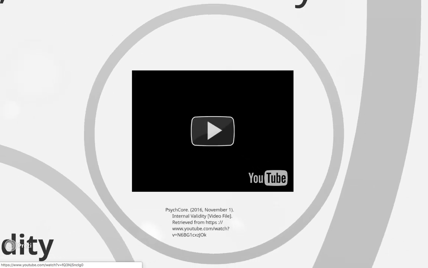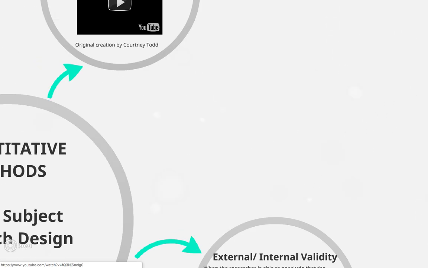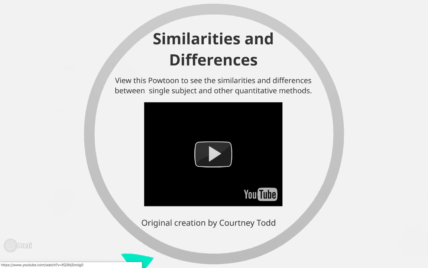The ABAB design that he talked about is a type of single subject research design that can be used. Finally, we're going to explore some similarities and differences between single subject research and other quantitative methods.